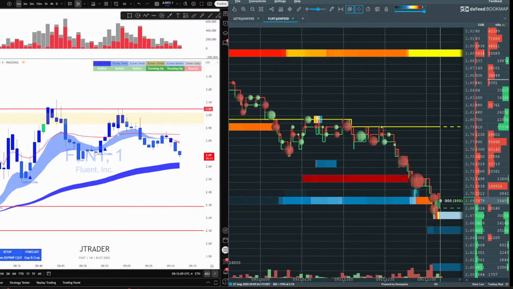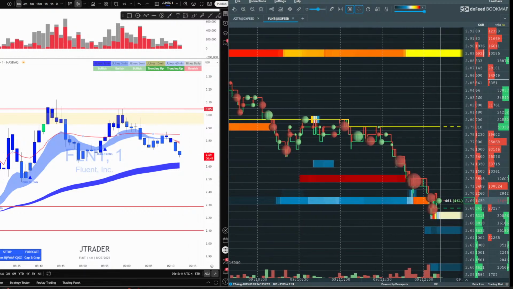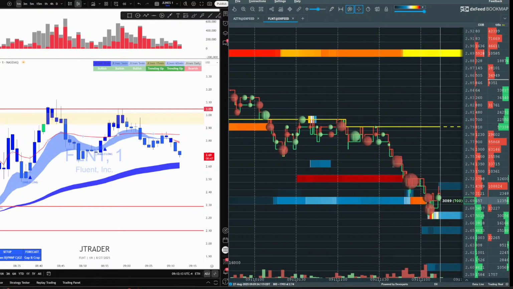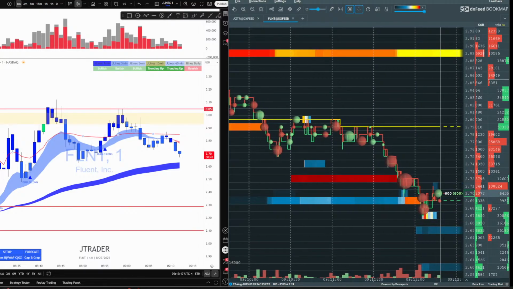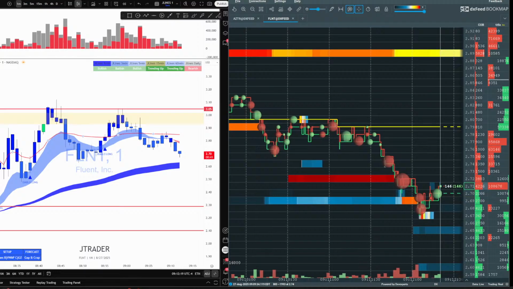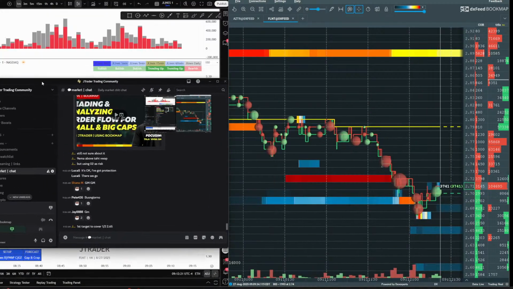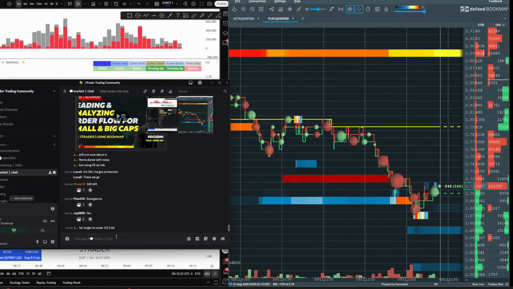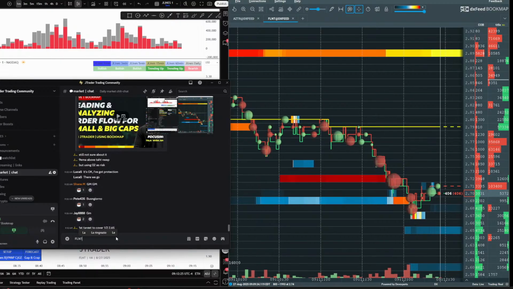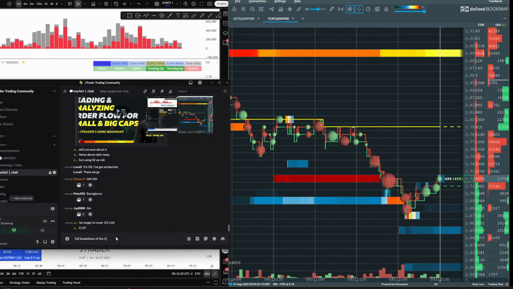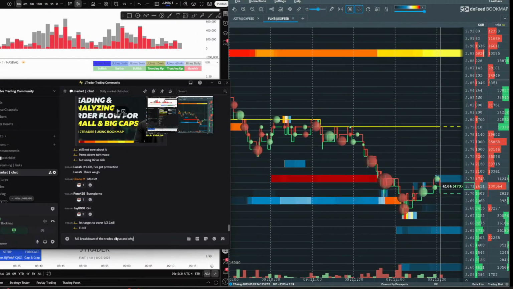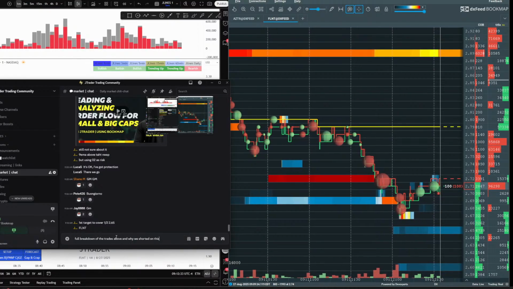So there we go. So first target to cover half of the position, because this is more a market hit and run, 265. So anybody is on this one? Okay, we are on FLNT. Full breakdown of the trades above and why we shorted on this small cap.